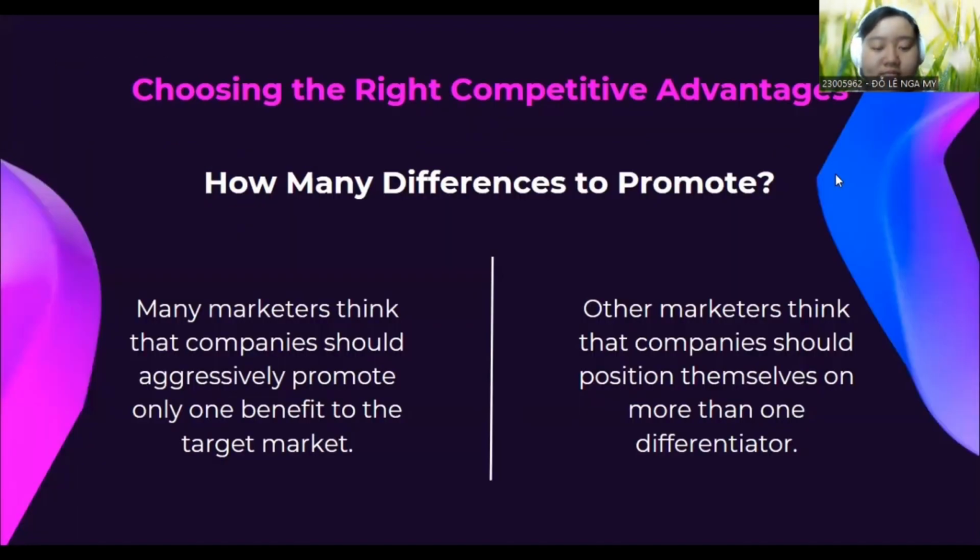Choose the right competitive advantages. First, we have to know how many differences to promote. Many marketers think that companies should aggressively promote only one benefit to the target market. Buyers tend to remember number one better, especially in this over-communicated society. Walmart promotes its unbeatable low prices, and Burger King promotes personal choice: have it your way. Other marketers think that companies should position themselves on more than one differentiator. For example, Target, with its expect more, pay less positioning, sets itself apart from Walmart by adding a touch of class to its low prices.